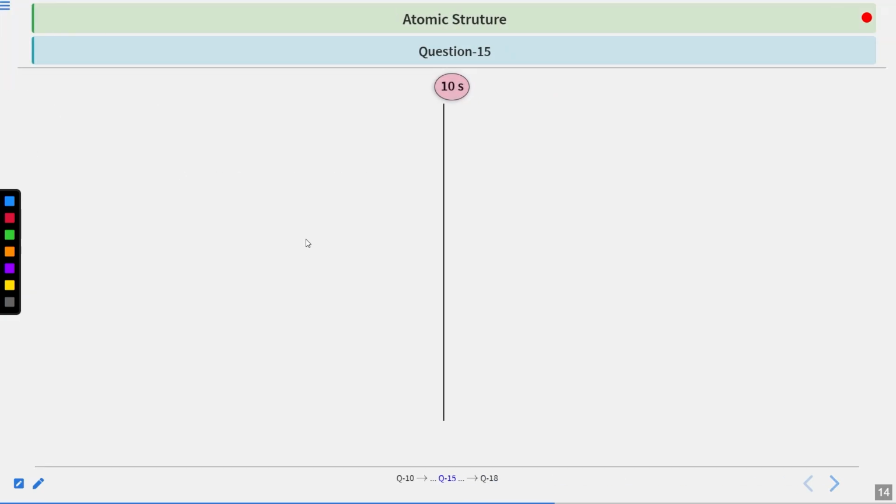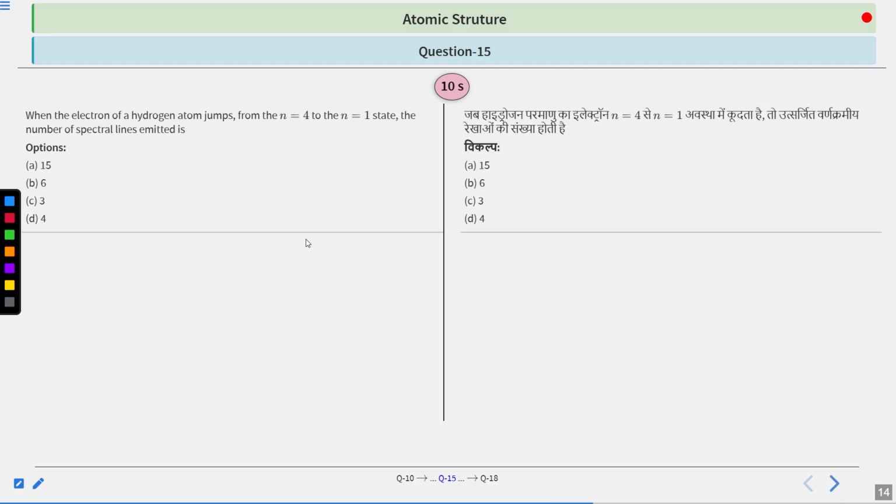Question number 15 says: when the electron of a hydrogen atom jumps from n is equal to 4 to the n is equal to 1 state, the number of spectral lines emitted is. Options are A, 15, B, 6, C, 3, D, 4. So you have 10 seconds to solve this question. Your time starts now.